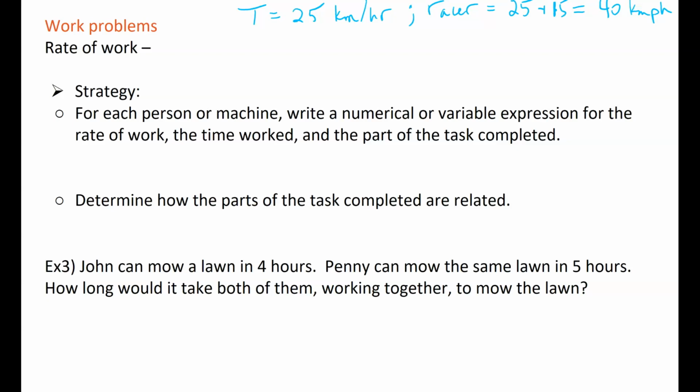So strategies here. For each person or machine, you want to write a numerical or variable expression for the rate of the work, the time worked, and the part of the task completed. And then determine how the parts of the task completed are related.